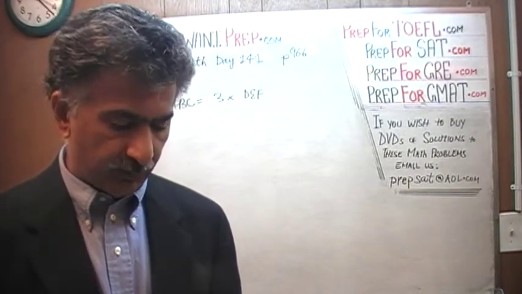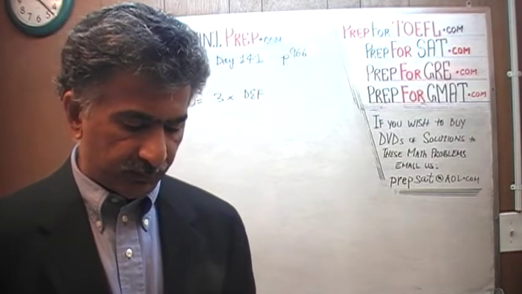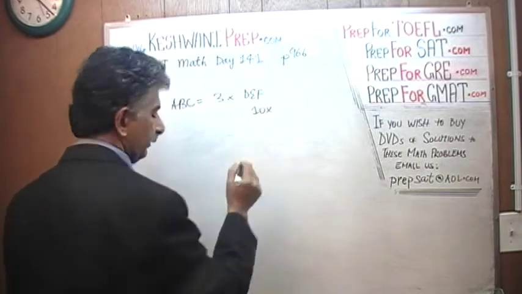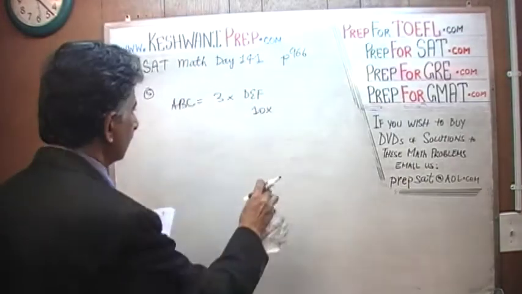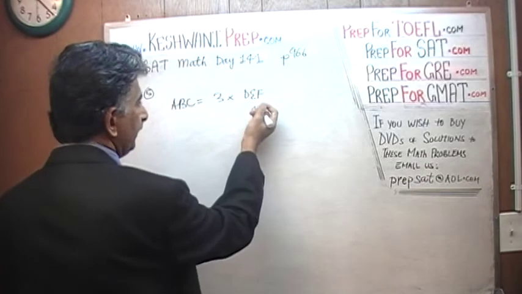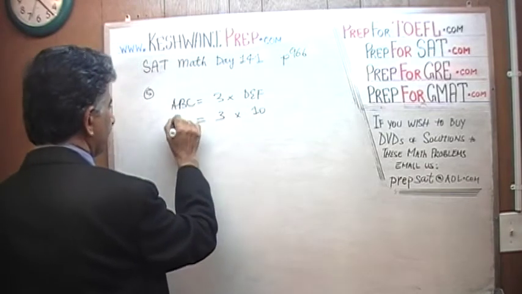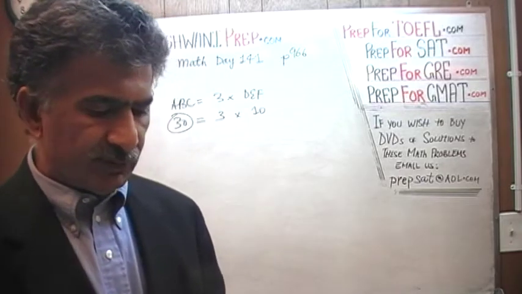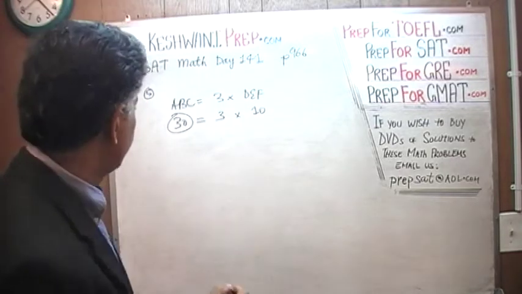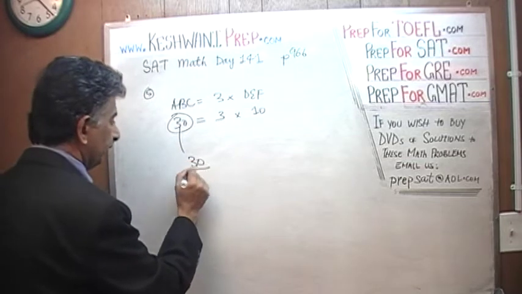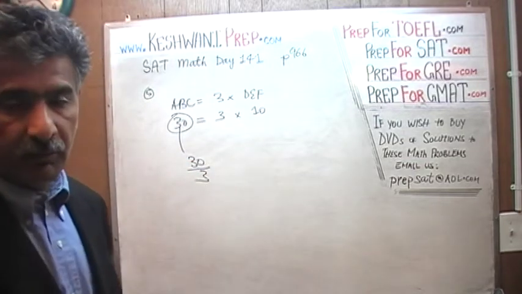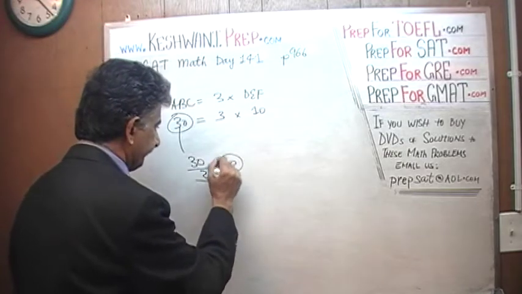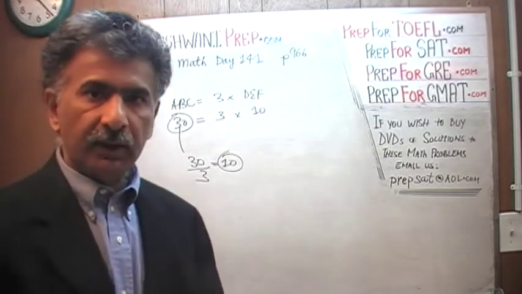Let's see what they're looking for. If the perimeter of DEF is 10, then ABC must be 30. What are they looking for? What's the length of one side of triangle ABC? Well, the perimeter is 30. If perimeter is 30 and the triangle has 3 sides, each of the sides of triangle ABC must be 10. Each side of the triangle ABC is 10.